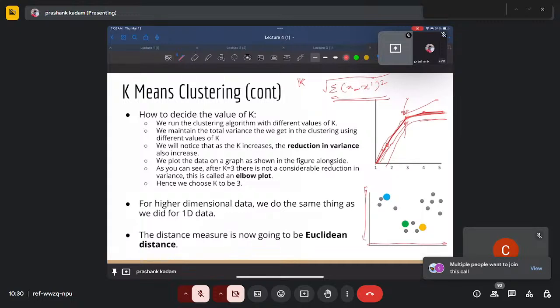Similarly, you could be using Manhattan distance or Minkowski, whatever is suitable for that particular problem. And the same thing can be scaled up to n dimensions. So you can scale it up to as many dimensions as you want. And that essentially completes K-means clustering.